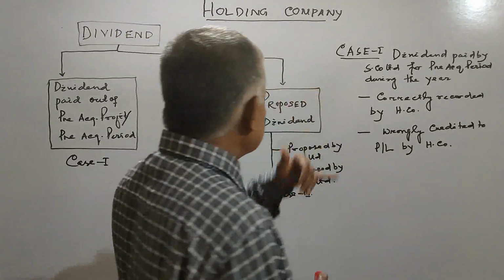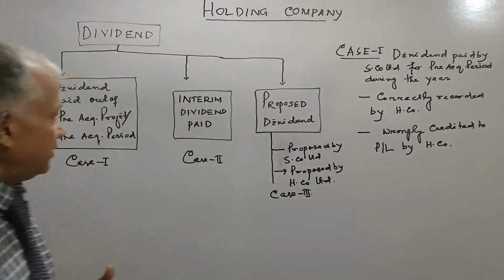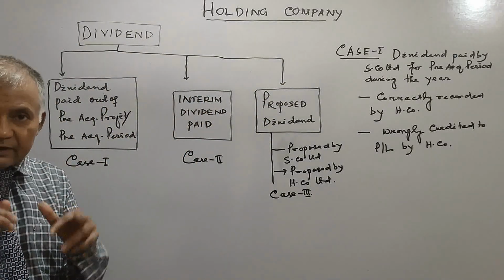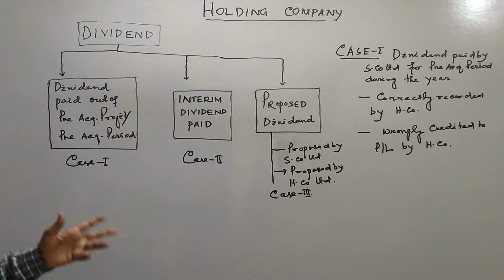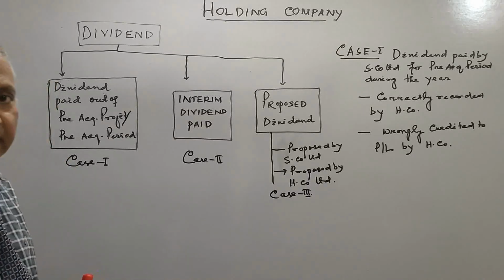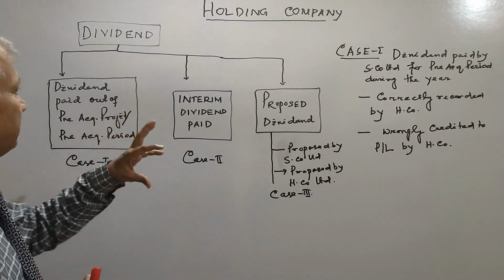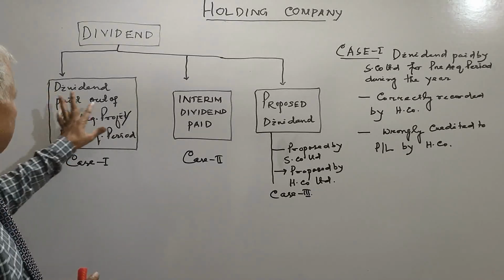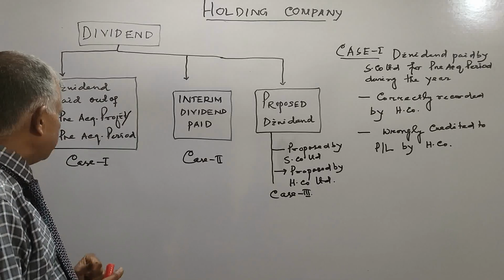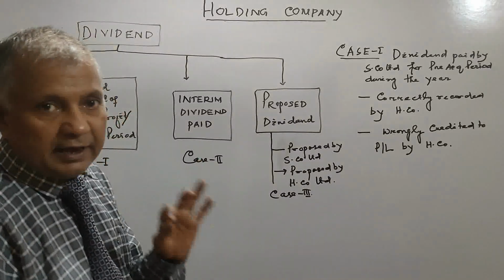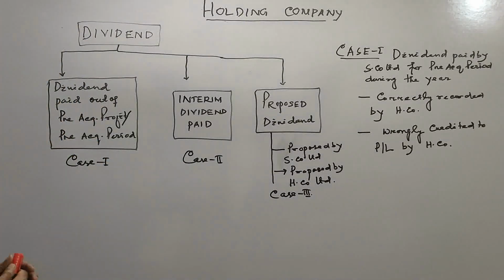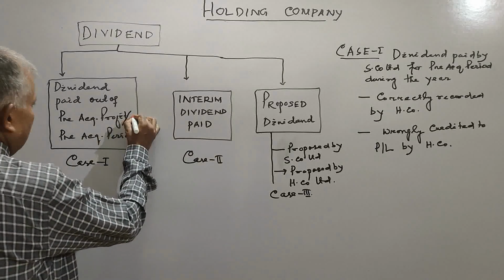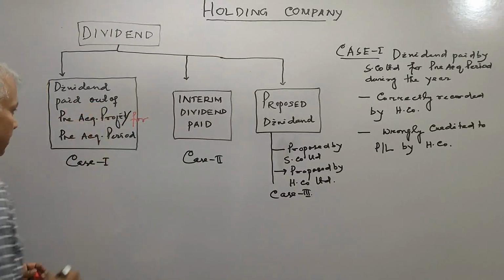So let us come to the dividend. Generally the student faces these three types of dividend in the holding company adjustment. One is your dividend paid out of pre-acquisition profit or pre-acquisition period.